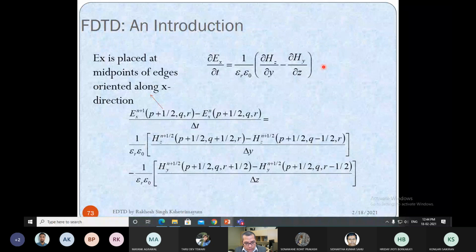So this is in the center of the face of the cube in the XZ plane. XZ plane means x and z will be half integer grids, and y will be integer grids. So the running index for y is q. So q here, p plus half, r plus half. Partial derivative with respect to z, so r minus half here. So that's how you write the discretization version of the Maxwell equation here.